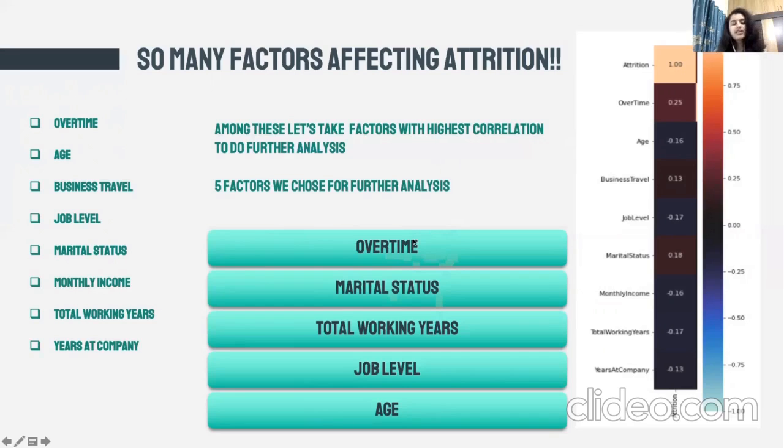So we took these 5 variables and we did further analysis on each of these variables, on how it is affecting, with the help of graphs, how attrition is affected by each of these variables, and in the presence of like 2 other variables, how it is affecting. All this will be explained by Pooja. So over to you, Pooja. Thank you.